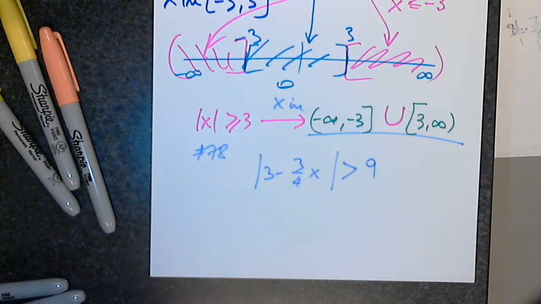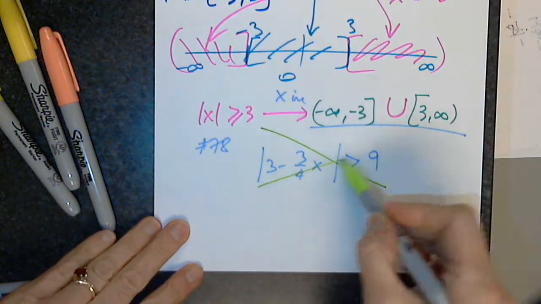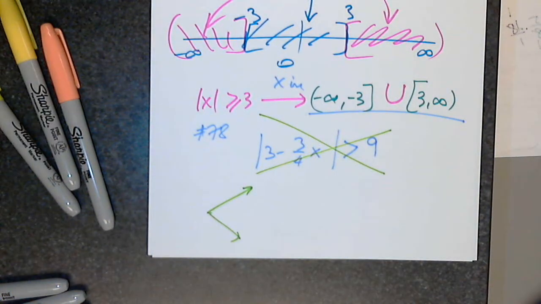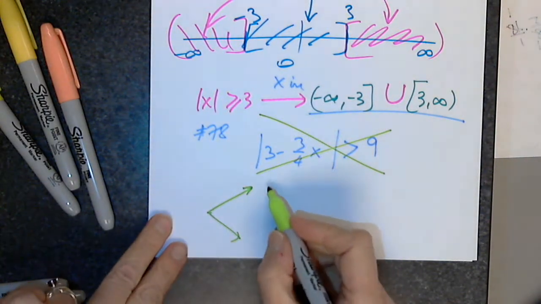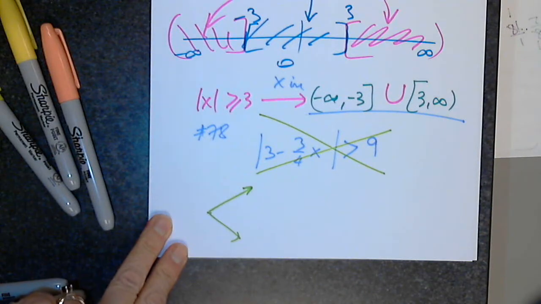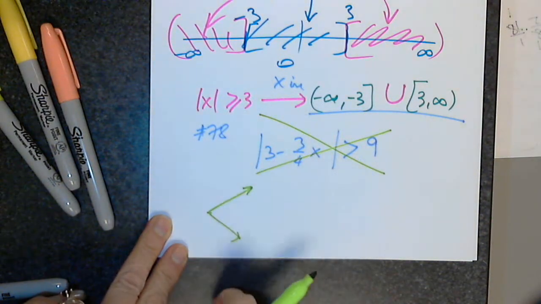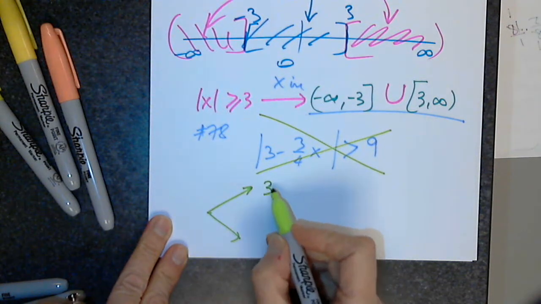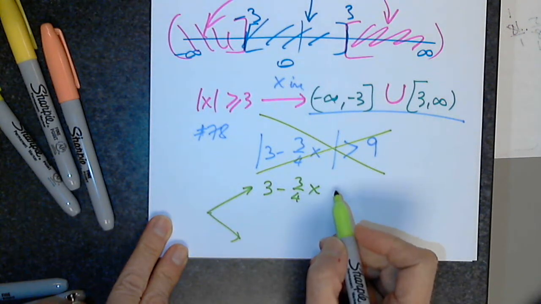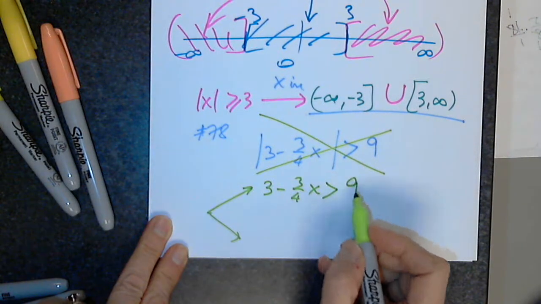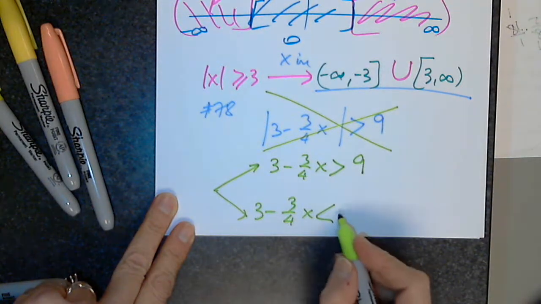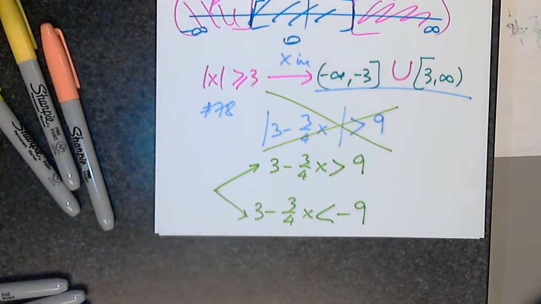So again, I'm making a point. Don't delete or erase anything. I can't solve this unless I am able to change it into two different inequalities. What is the first inequality I have to write? No. You're giving the solutions, but I can't. This is a different expression than x. It's not just plain x. 3 minus 3/4 x must be greater than 9. Or the other one, 3 minus 3/4 x must be less than negative 9.